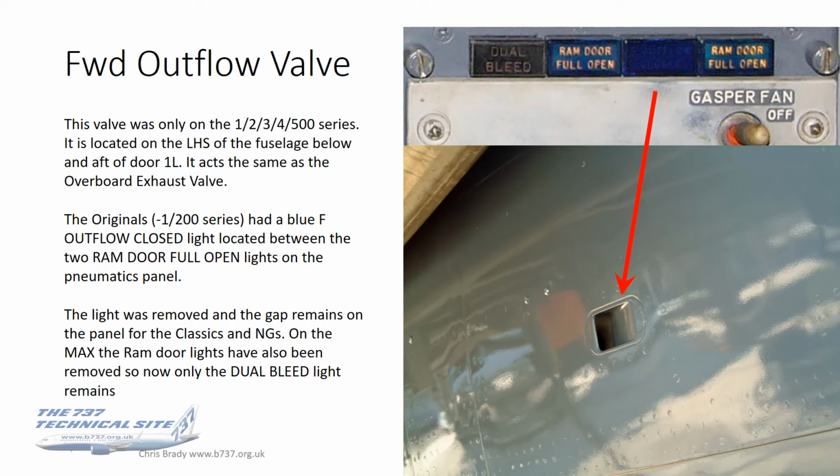The originals, the 1200 series, had a blue forward outflow close light between the ram door full open lights. That's what that toothless gap is between the ram door full open lights that we've all lived with on the classics and the NGs on the pneumatics panel.